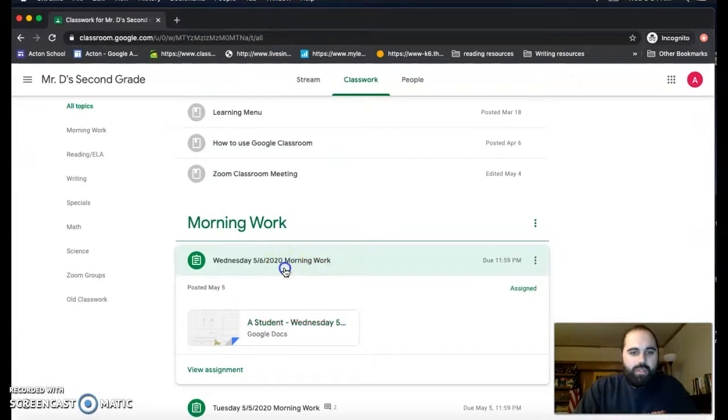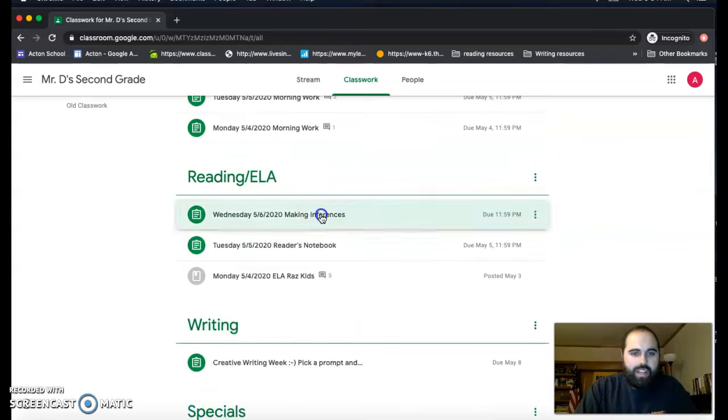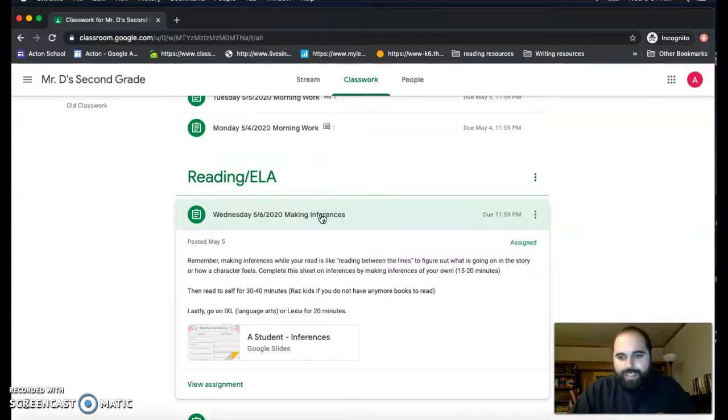All right, when you're finished with your morning work, we're hopping over into ELA today, where you're going to start right off with the assignment. So you're not starting off with read to self, you're going to start off with making inferences, which is when we're reading the text and we're figuring out something about the text that's not actually in there. And that'll make more sense in just a second. Remember, making inferences while you read is like reading between the lines to figure out what is going on in the story or how a character feels. Complete this sheet on inferences by making inferences of your own. And you can take a good amount of time doing this, 15 or 20 minutes. You might be able to finish up a little bit quicker.